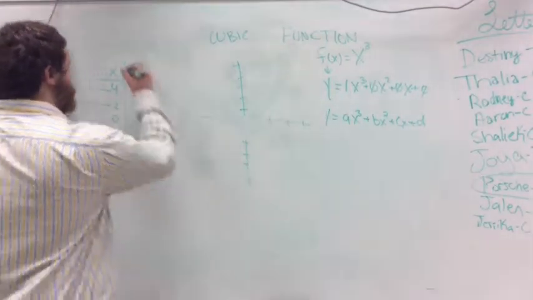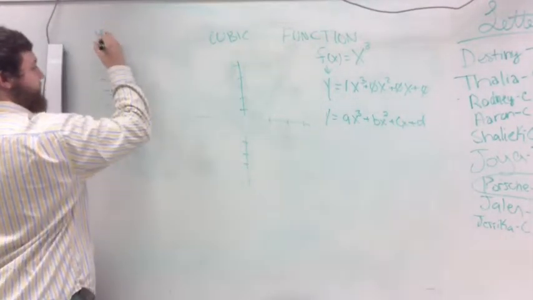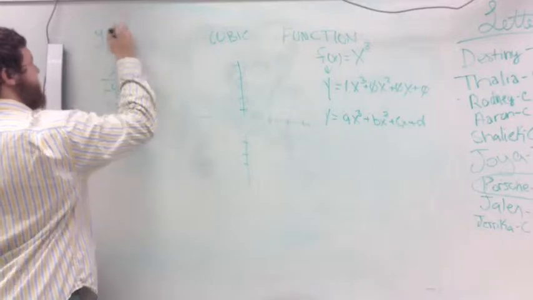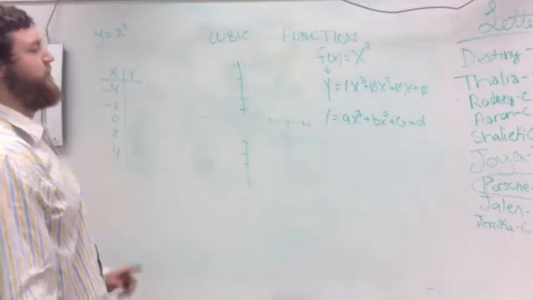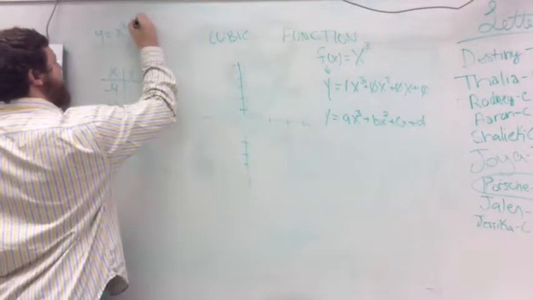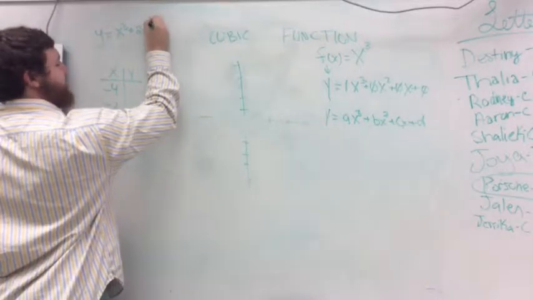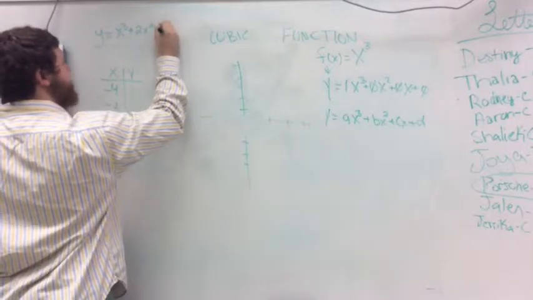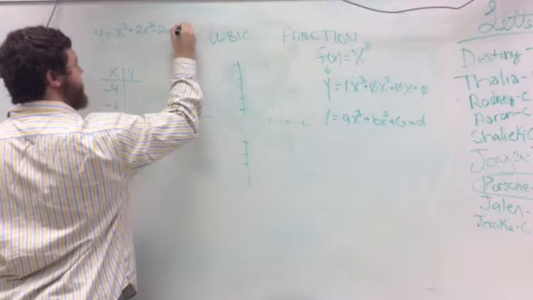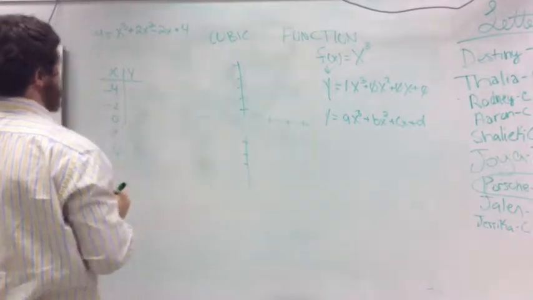So let's do an equation. Let's do y equals, I'm just going to do x cubed. What's in front of that x cubed? A 1. Good. Plus 2x squared minus 2x plus 4. No idea what it's going to look like.